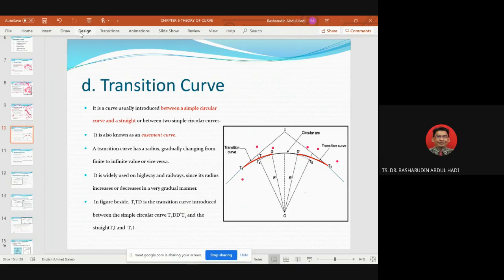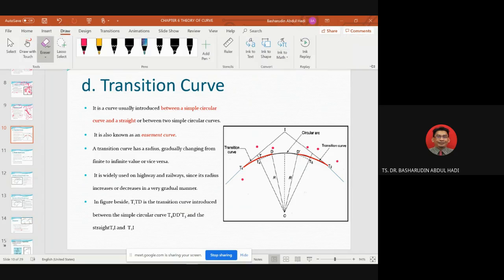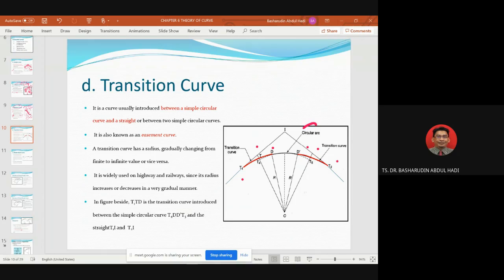And we have another one. We call it a circular curve. This circular curve, maybe the points are going to this, but we are not going to this. We alter this part, D to T1 and D prime to T2. We call it a transition curve. So the transition curve combines with the circular curve.